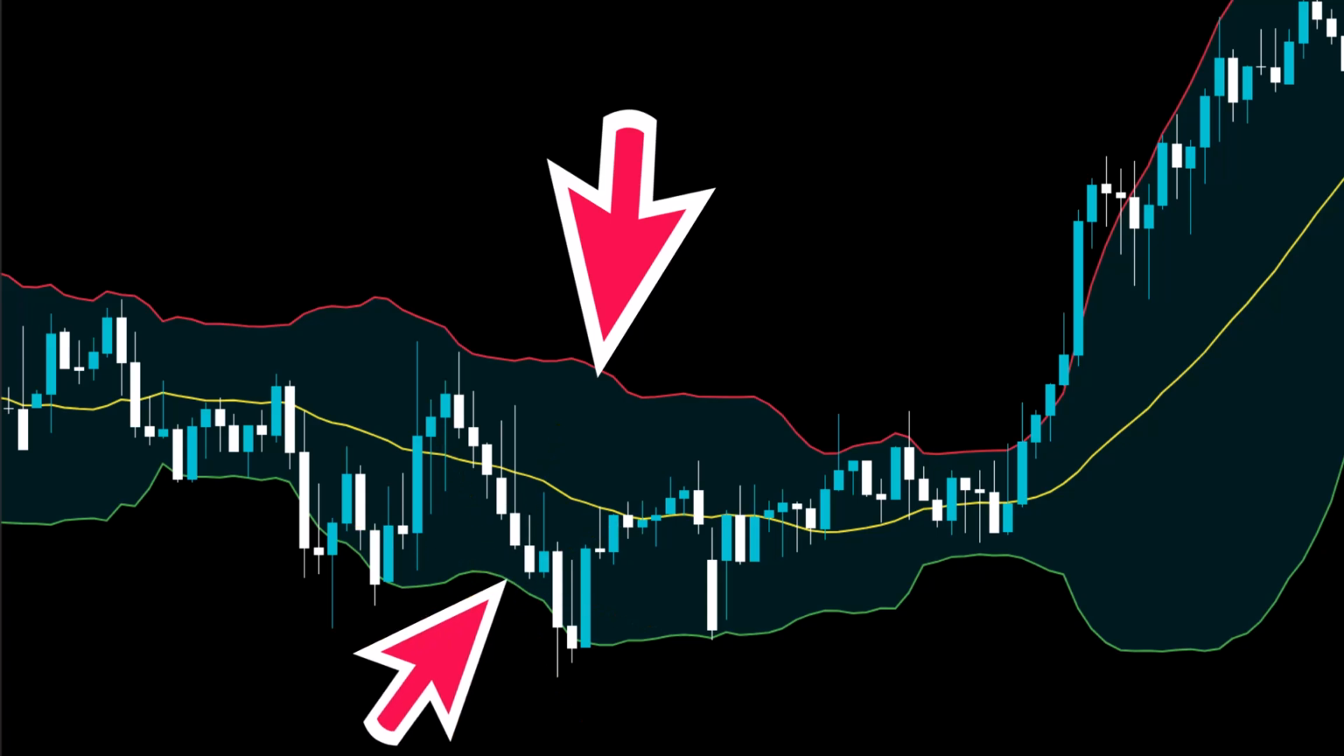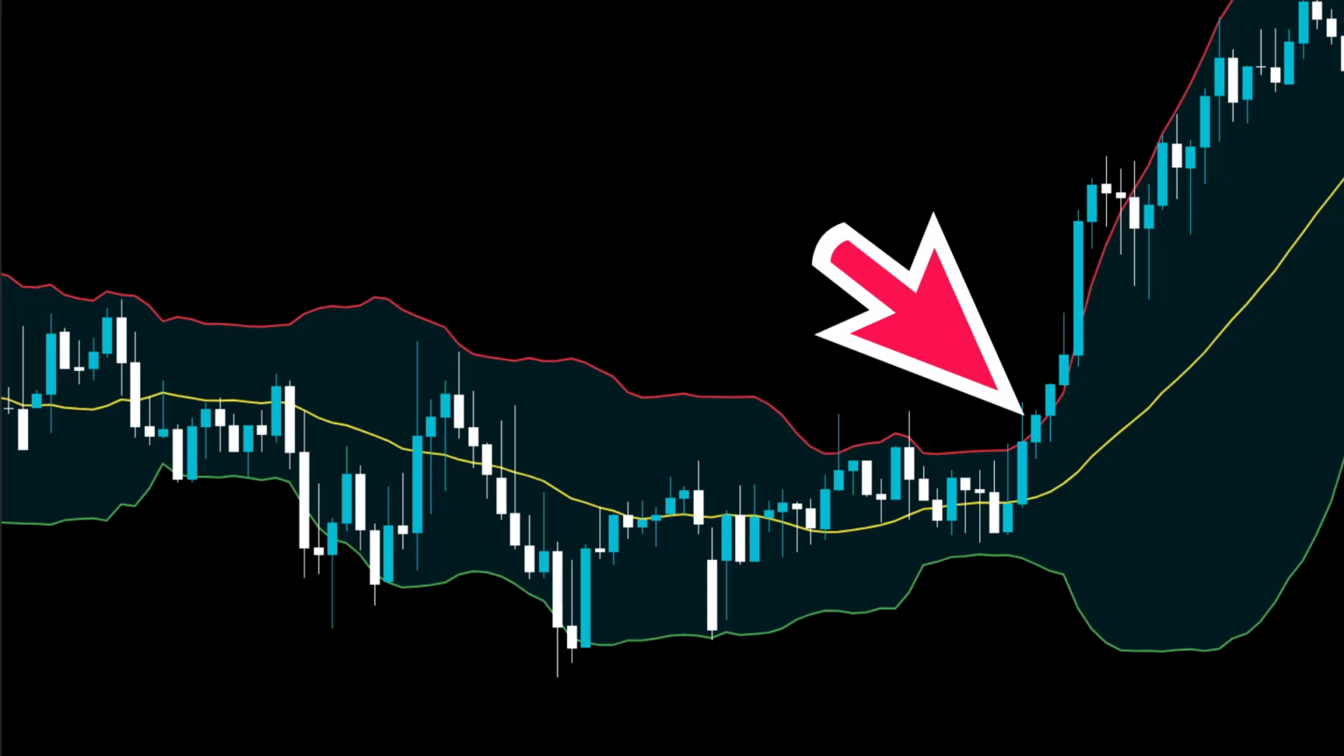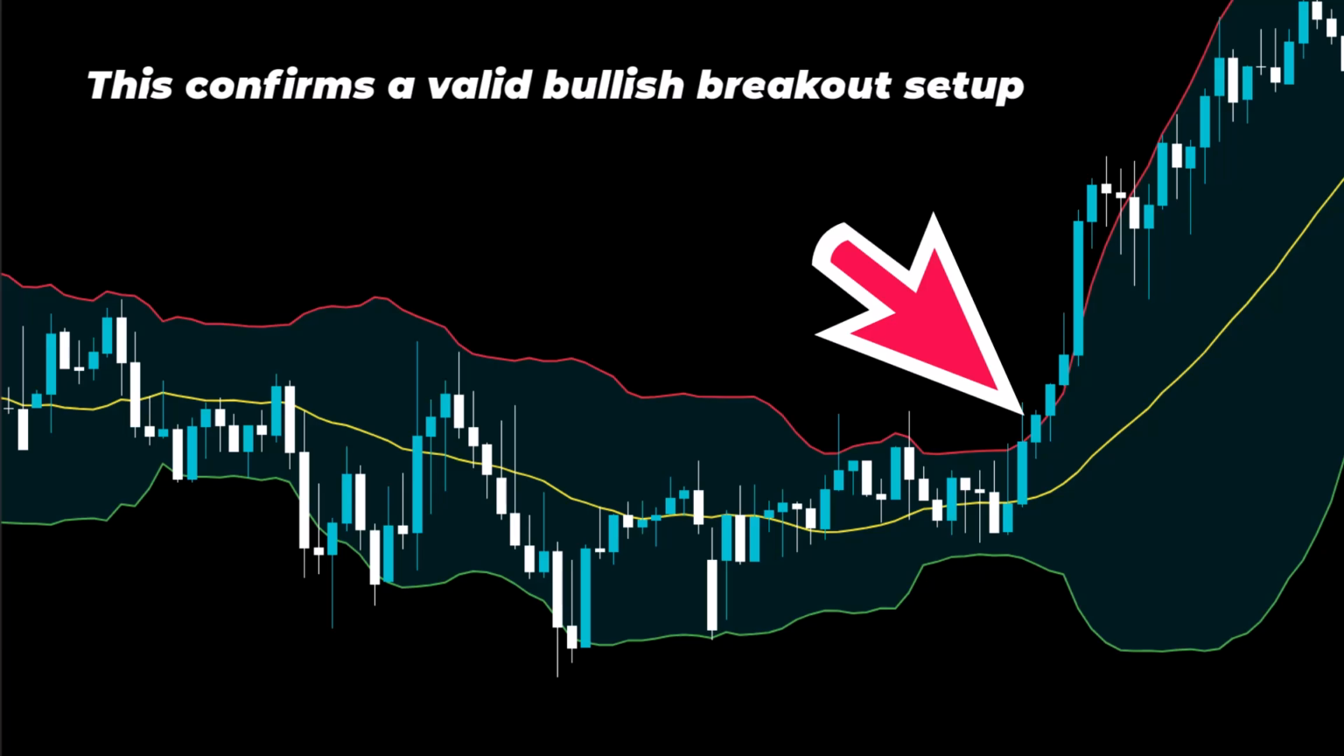As we wait for a breakout, we then notice a strong green candle that breaks and closes above the upper Bollinger Band. Since price typically moves within the bands, a breakout like this signals a strong shift in market momentum. This confirms a valid bullish breakout setup. Now let's look at a bearish breakout.